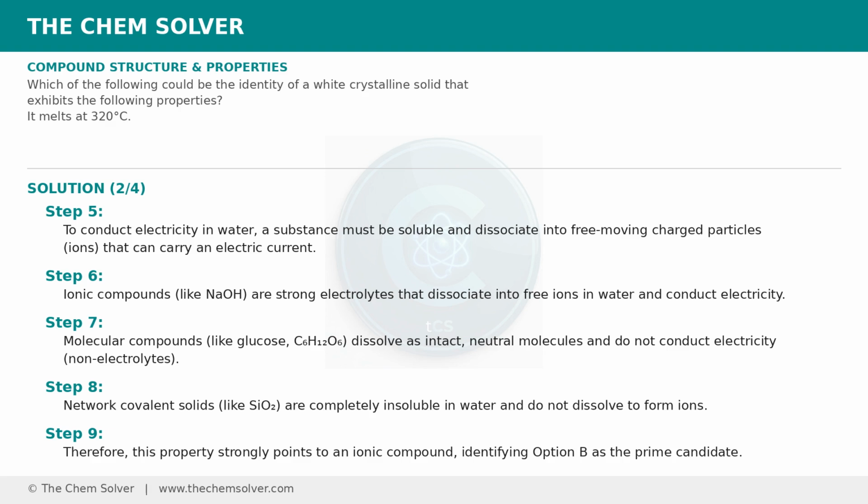Molecular compounds, like glucose, C6H12O6, dissolve as intact, neutral molecules and do not conduct electricity, non-electrolytes. Network covalent solids, like CO2, are completely insoluble in water and do not dissolve to form ions. Therefore, this property strongly points to an ionic compound, identifying option B as the prime candidate.